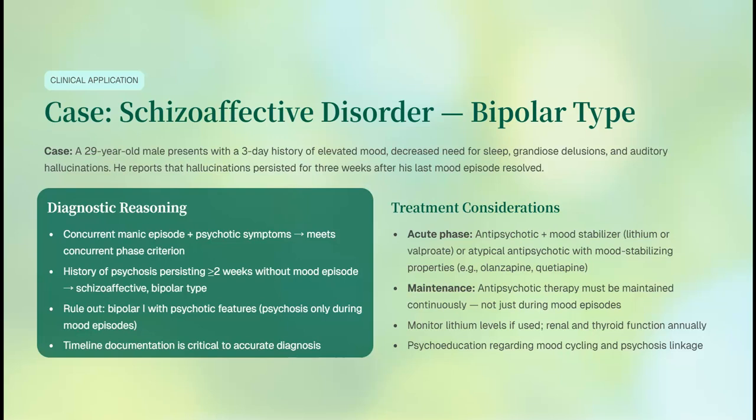So, concurrent manic episodes and psychotic symptoms, he meets the concurrent phase criterion, right? That's our diagnostic reasoning. So we're looking at what he's got. He's got a history of psychosis persisting over 2 weeks without a mood episode: schizoaffective disorder, bipolar type.